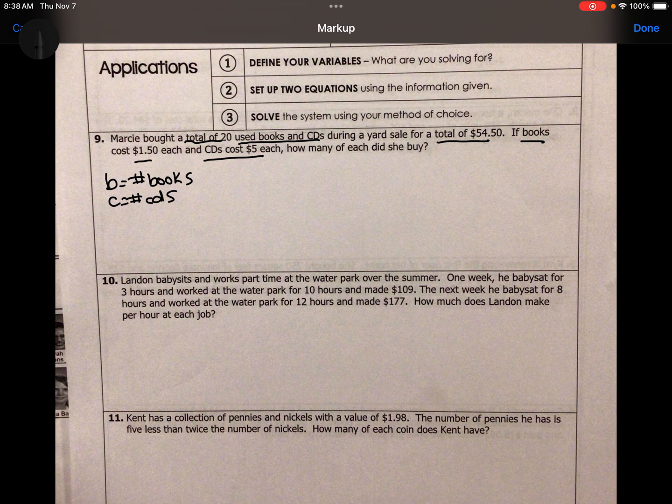You just want to make sure you use those same letters to mean the same things when you write your equations, okay? So I have totals here. So I have a total of 20 books and CDs. I also have a total of $54.50 that is spent. My books are $1.50 each, and my CDs are $5 each. I'll give you a second to catch that up.